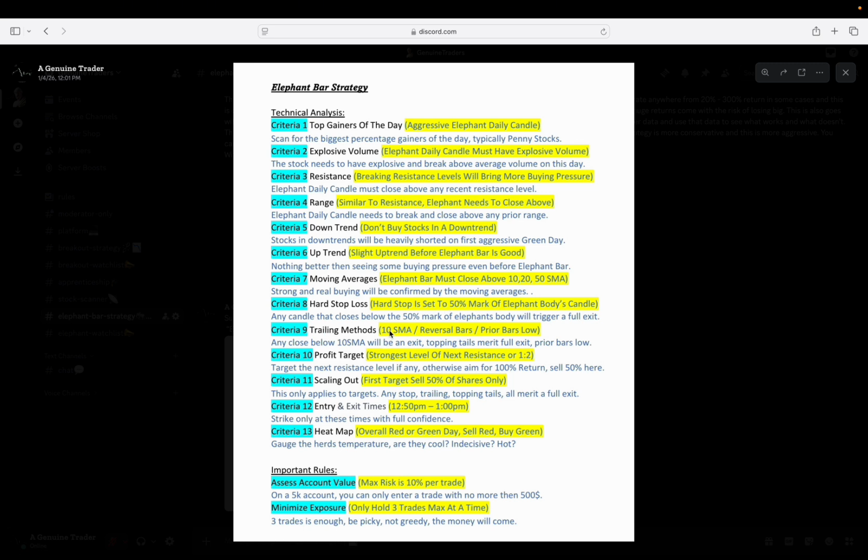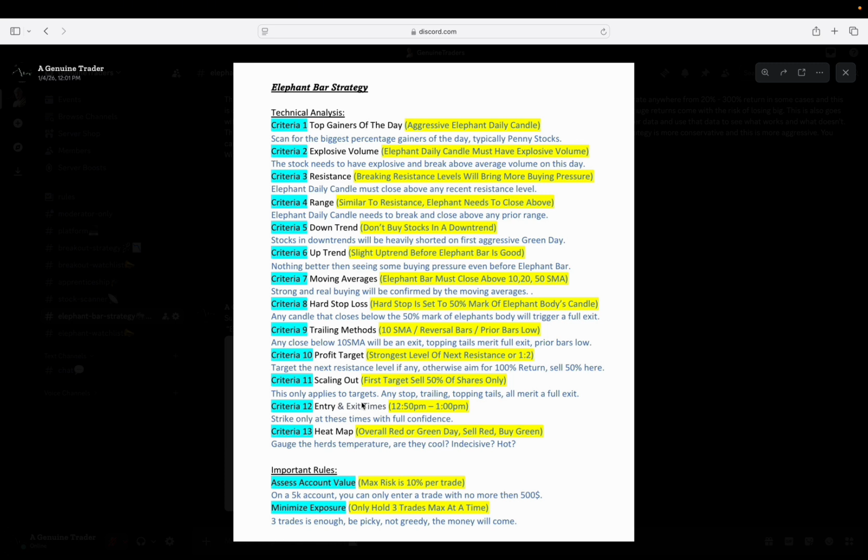The trailing methods I use are the 10 simple moving average, reversal bars, or I am looking to also use the prior bar's low. Profit targets at around 100% return, so when the stock goes up 100%, which actually tends to happen more often than you think because we're trading penny stocks, and I'll get into that right now as well. Scaling out, sell only 50% of your shares during the first profit target that is reached.